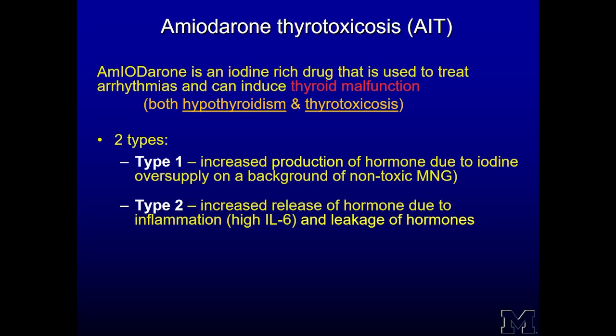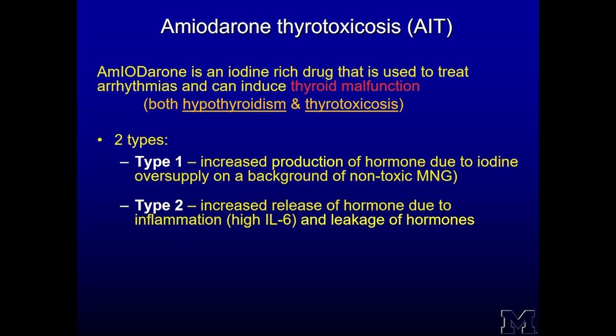So for amiodarone-induced thyrotoxicosis, it's very important to discern if type 1 or type 2 is present in order for adequate treatment. Type 1 is treated by anti-thyroid hormone medications, while type 2 is treated by administration of corticosteroids and anti-inflammatory medications.